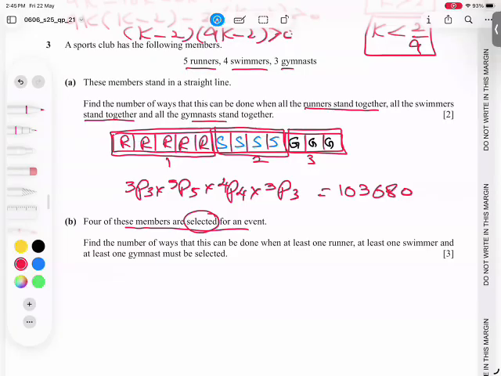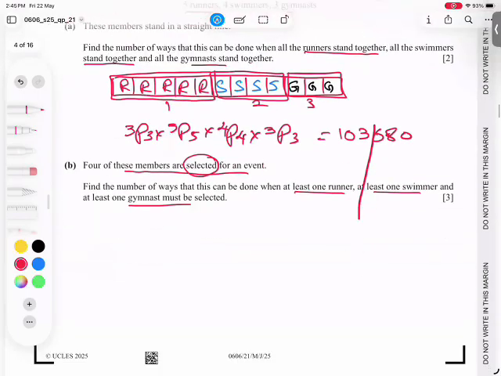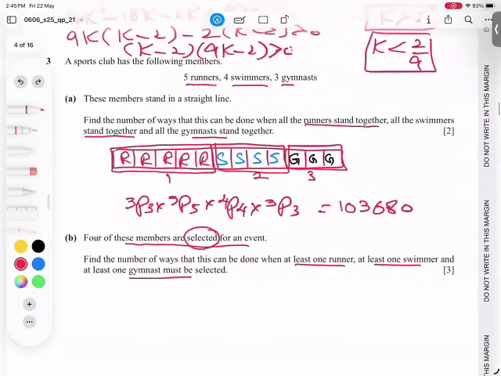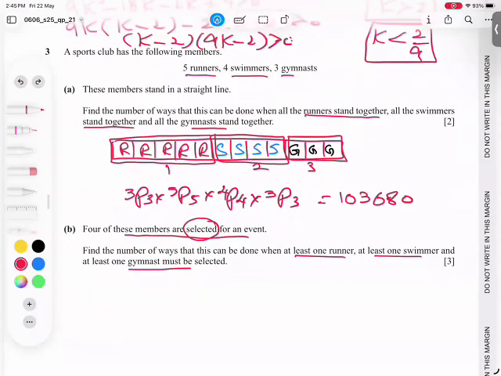Now students, four of these members are selected, and selection means combination, make sure. How many ways can this be done if at least one runner, at least one swimmer, and at least one gymnast must be selected? So let's try to do it. Let me show from the top: there are 5 runners, 4 swimmers, and 3 gymnasts, and we're looking for runners to be 1 and above.